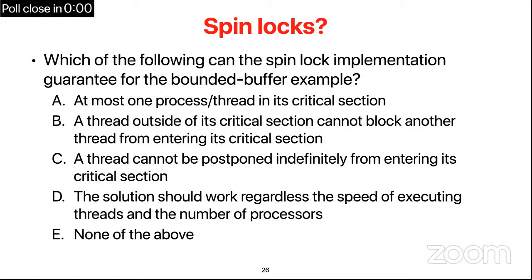What do you think? I think our team chose the answer A: at most one process can enter the critical section. This is what is guaranteed by the spin lock. Okay.